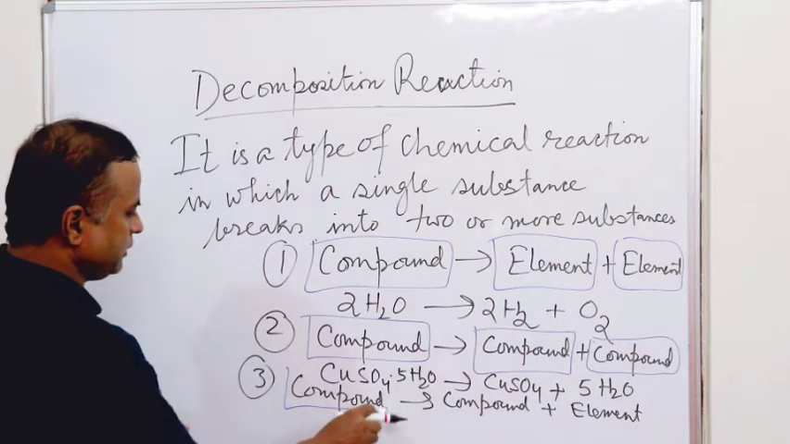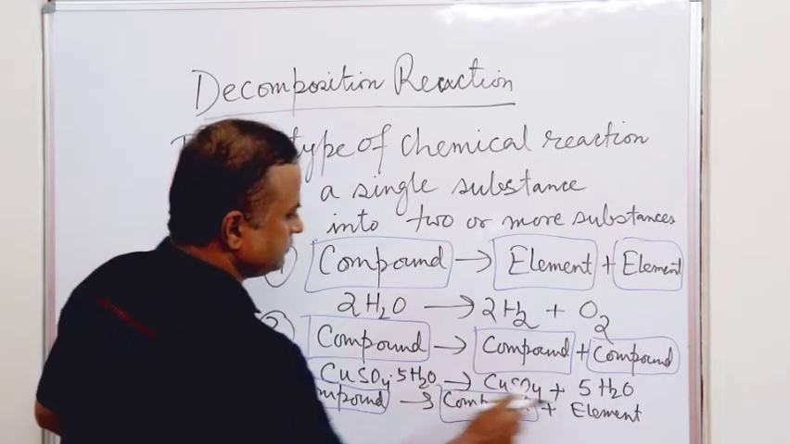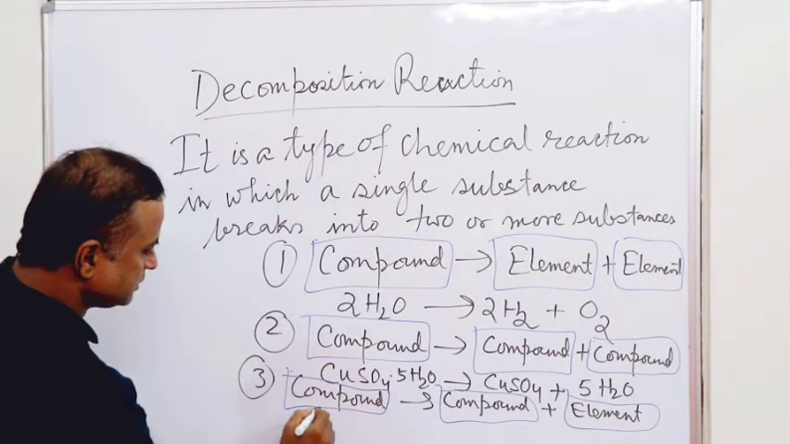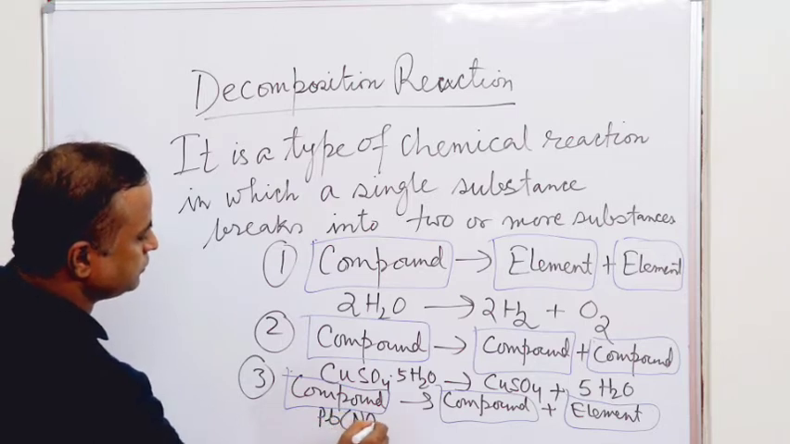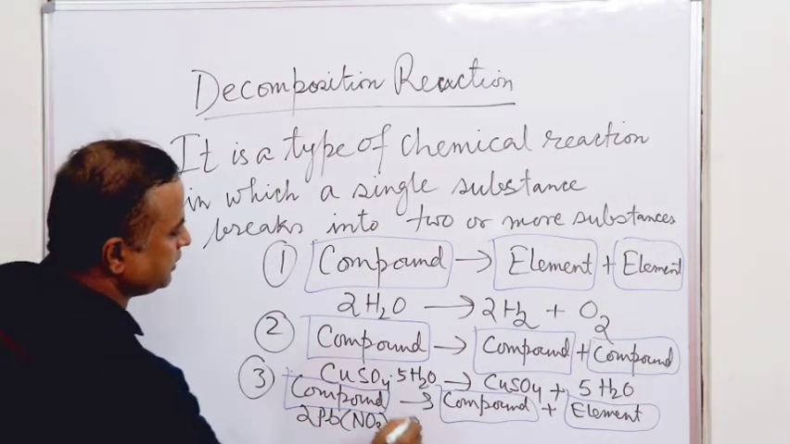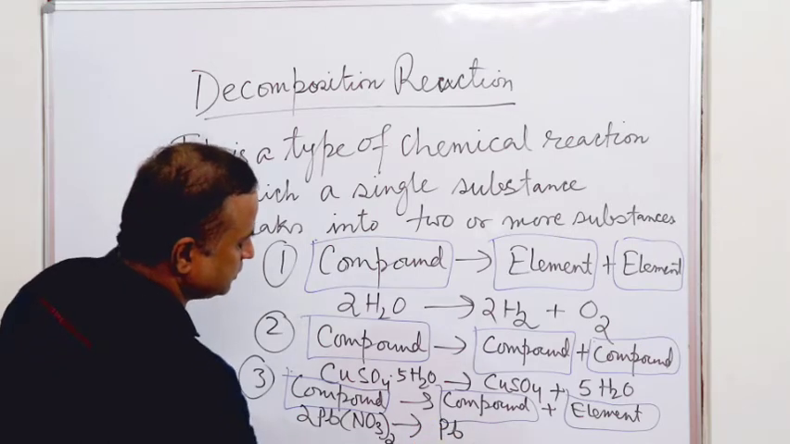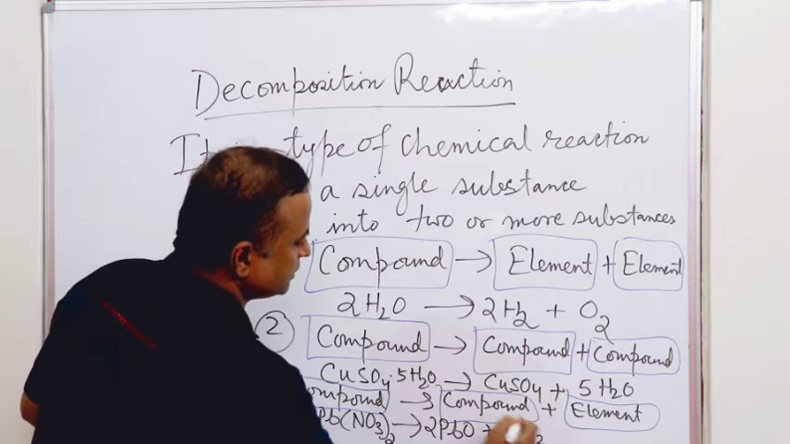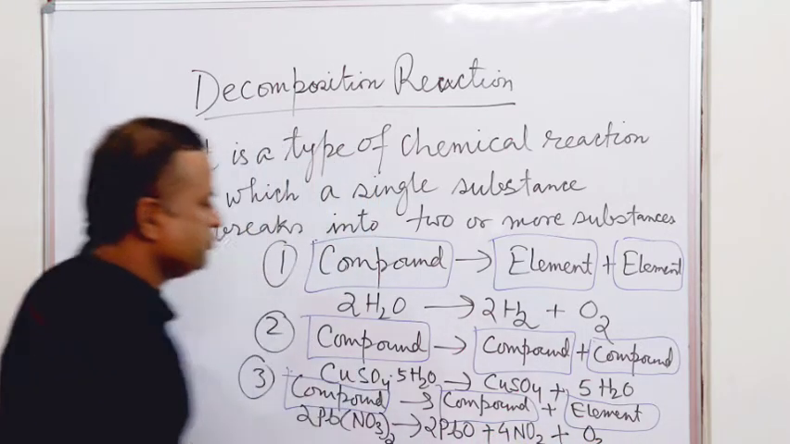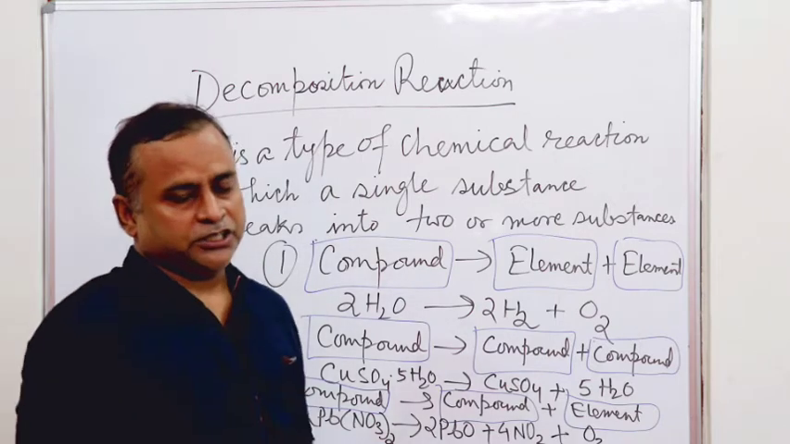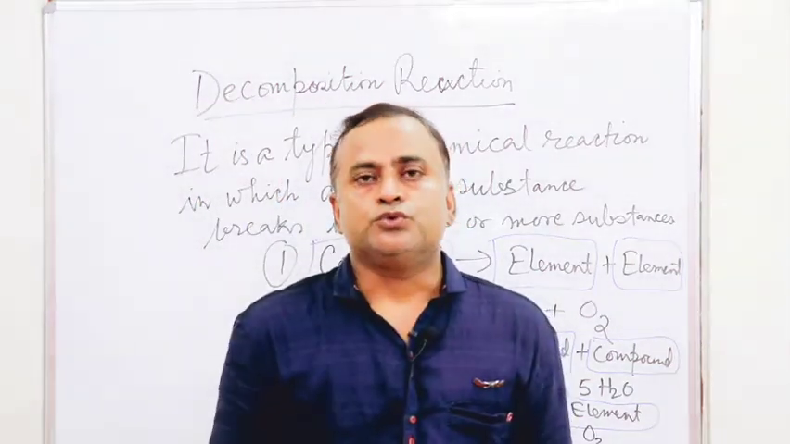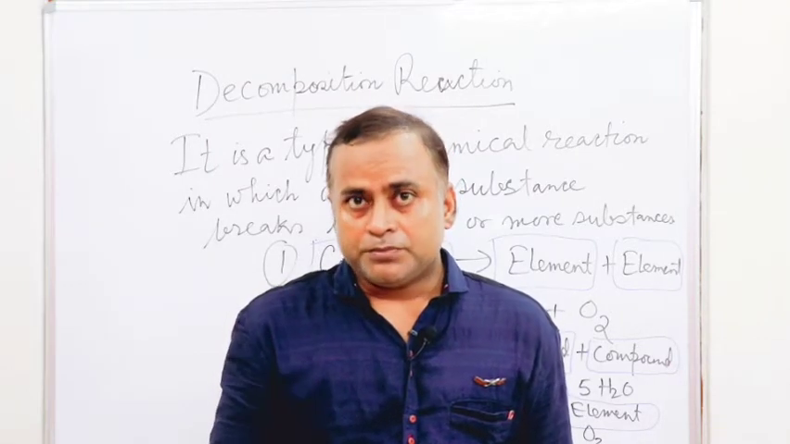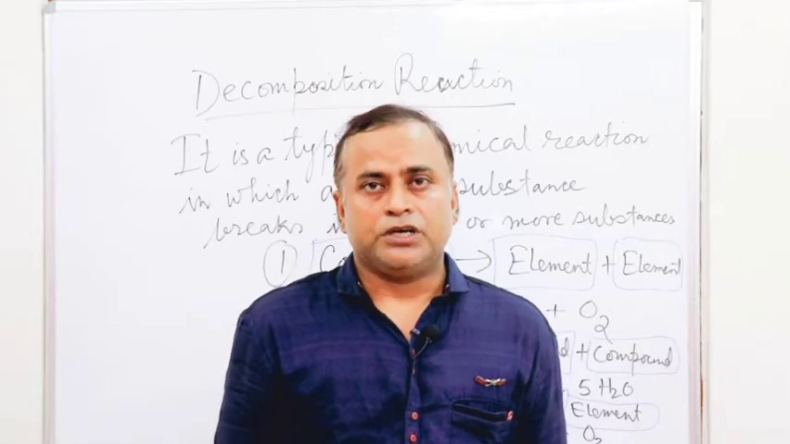So here it is. How will you know this? Suppose lead nitrate, Pb(NO3)2. It surely breaks into 2 PbO plus 4 NO2. So these are the compounds, plus O2. So these are the ways by which decomposition can occur. That is, a compound can break into two or more elements, a compound can break into two compounds, or a compound can break into compounds and element.